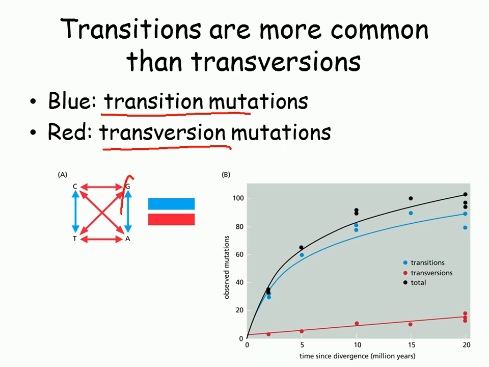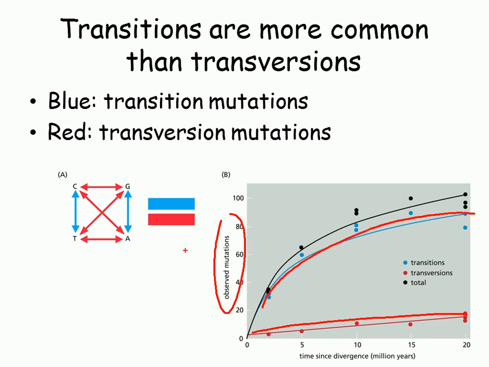So the blue is transition. Those are purines. So an A to G is more likely to happen than an A to T mutation. Okay. And if you look at a bunch of aligned sequences and count the number of mutations, you see that transversions happen less than the transitions.